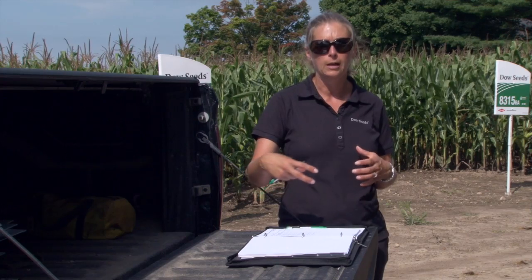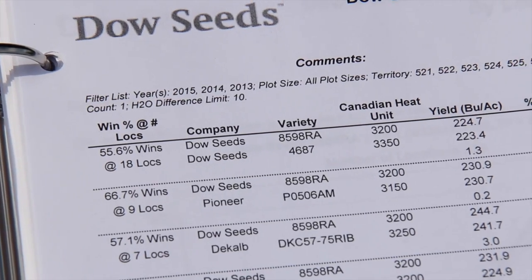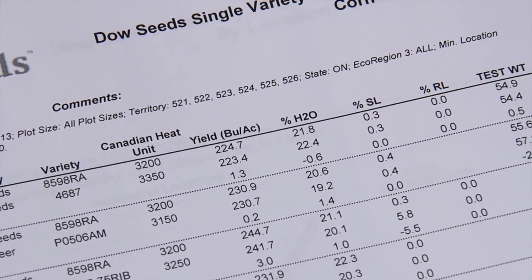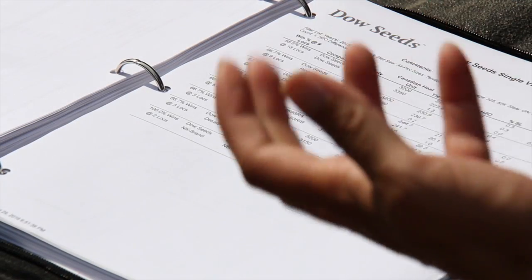If you look at just one plot, one individual location, it's good to get some idea of how that hybrid performed in your particular area, but when you put in multiple locations, you get a better idea of how it's going to perform in a range of conditions, and you're looking for trends. If a hybrid performs better over multiple locations, there's a good chance that when you plant it in your field, it's going to perform well, given whatever Mother Nature throws at it.